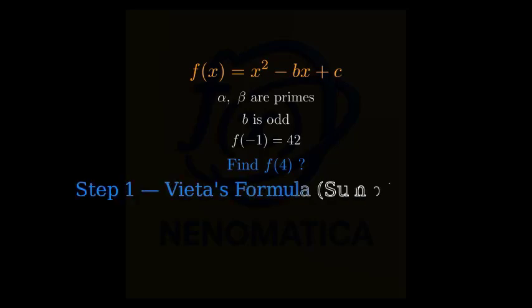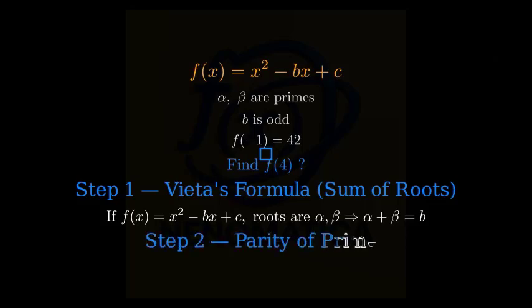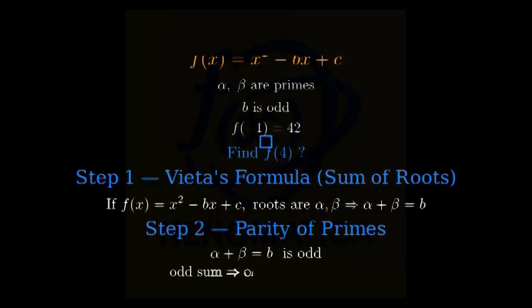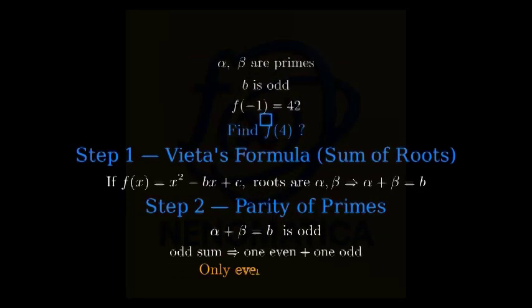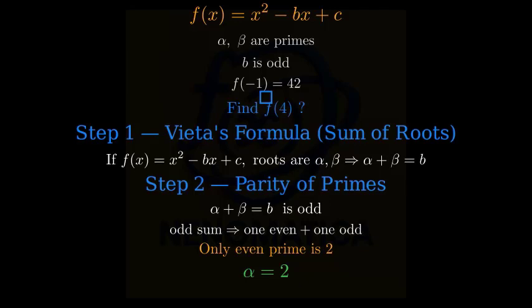Step 1. Let alpha and beta be the roots of the quadratic. By Vieta's formulas, the sum alpha plus beta equals b. This connects the roots directly to the coefficient of x. Step 2. Since b is odd, the sum alpha plus beta is odd. The only way 2 primes add to an odd number is if one of them is even and the other is odd. The only even prime is 2, so we must have one root equal to 2. We will set alpha equal to 2.